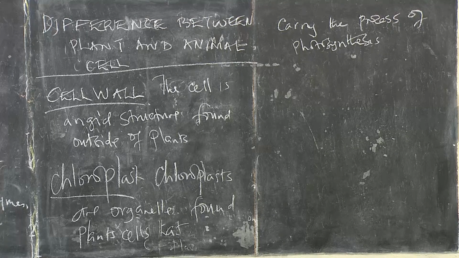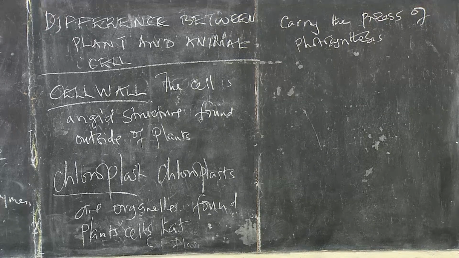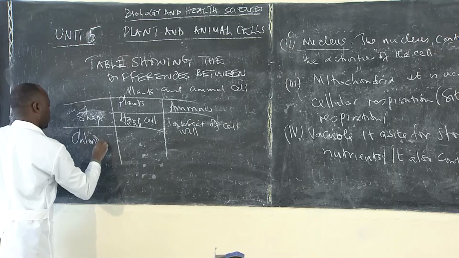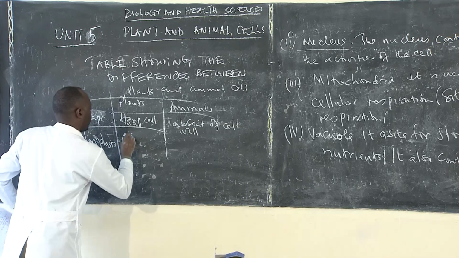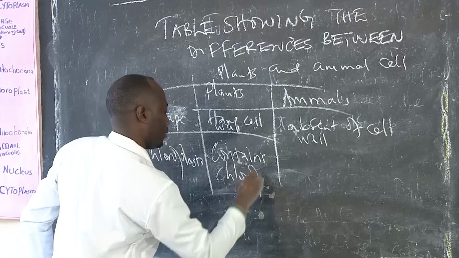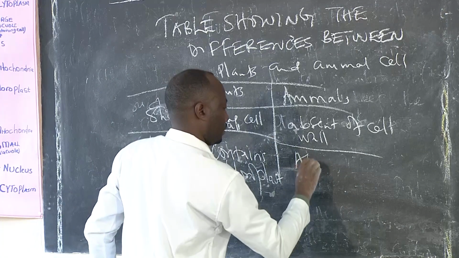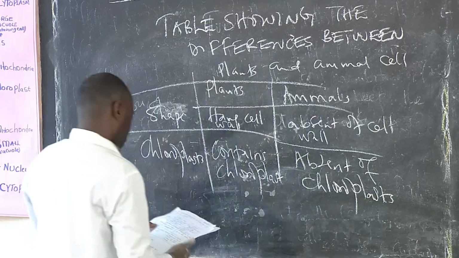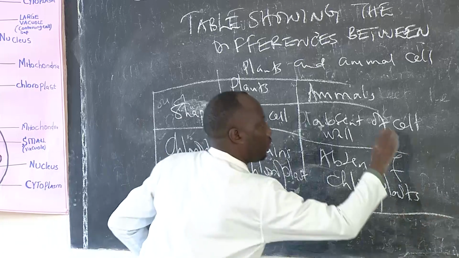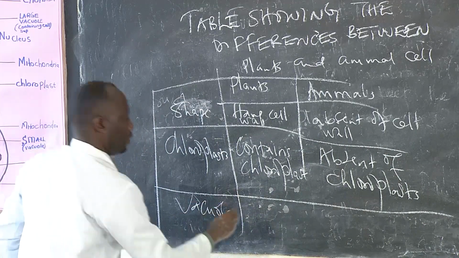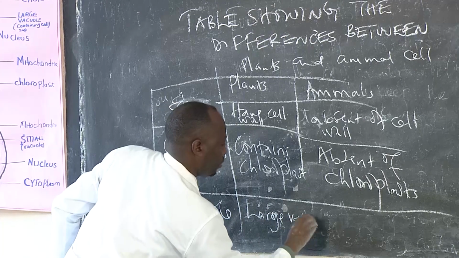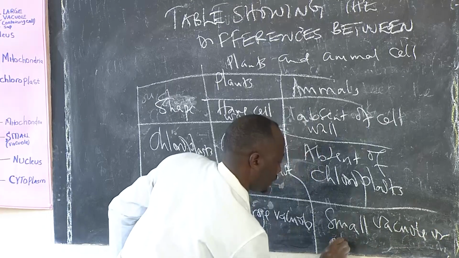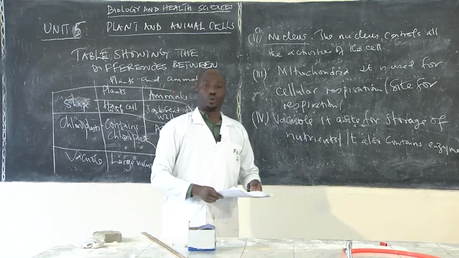Plant cells have a cell wall; animal cells have no cell wall. Plant cells contain chloroplasts; animal cells have no chloroplasts. We can also talk about the vacuole. Plant cells have a large vacuole; animal cells have a small vacuole or sometimes none.